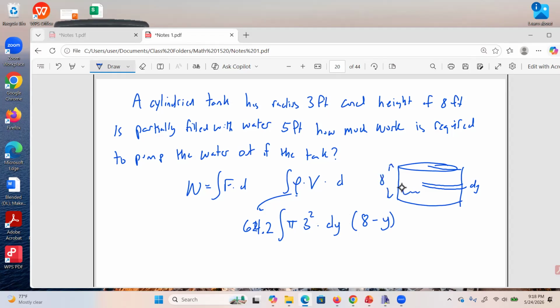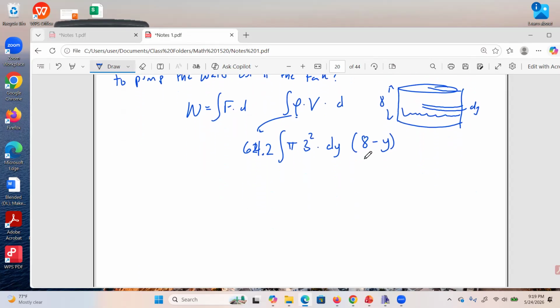The water only goes up to 5 feet, right? But the whole thing is going to be 8. So the distance is still going to be 8 minus y for the push. How far do I have to push it? Right? We're going to go ahead and do the whole 8 feet minus the y there.